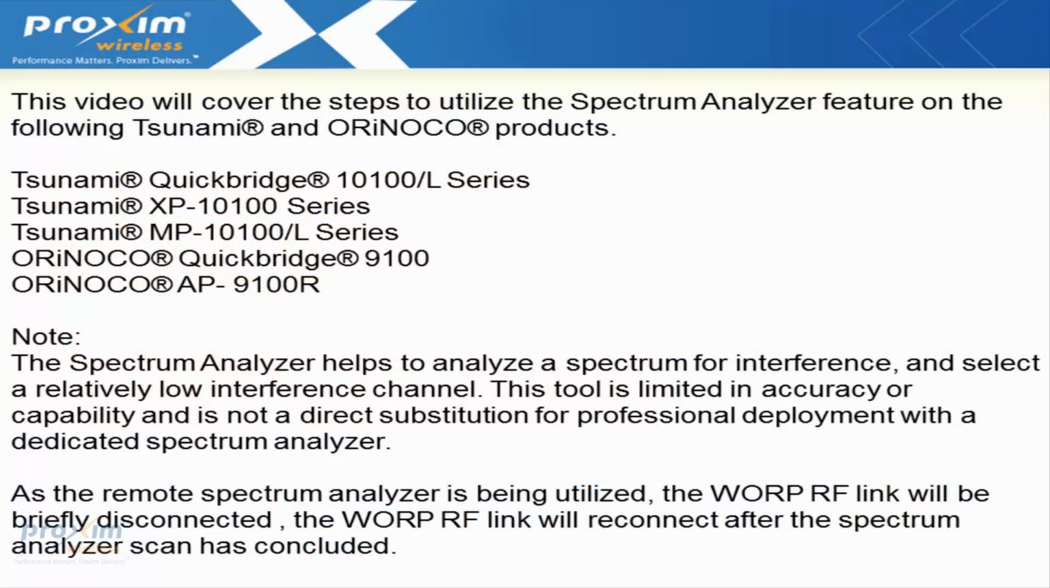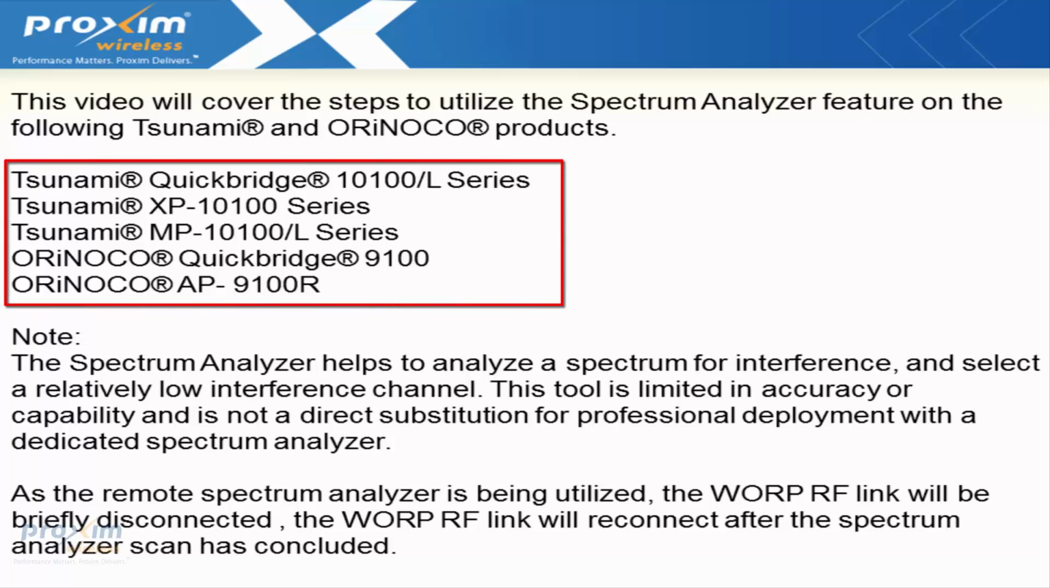This video will cover the steps to utilize the spectrum analyzer feature on the following Tsunami and ORiNOCO products. The Tsunami Quickbridge 10100 and 10100L, which is the long range. We have the Tsunami XP 10100 series, the MP, both point to point, 10100 and 10100L, the long range. The ORiNOCO Quickbridge 9100 and the ORiNOCO AP 9100R products.